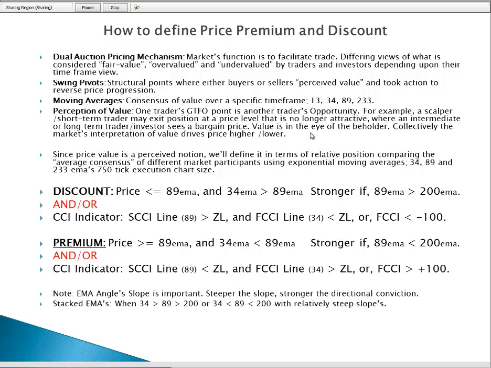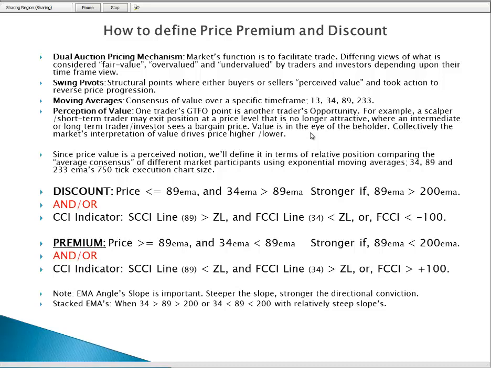So the premium here is just the opposite. Price is greater than the 89 EMA while the 34 is below the 89 EMA. And again, if the 200 is above it and sloping down, that makes it a bit stronger as well. And or on the CCI indicator, the slow CCI line is below 0, and the fast CCI line is greater than the 0 line or the plus 100 line.